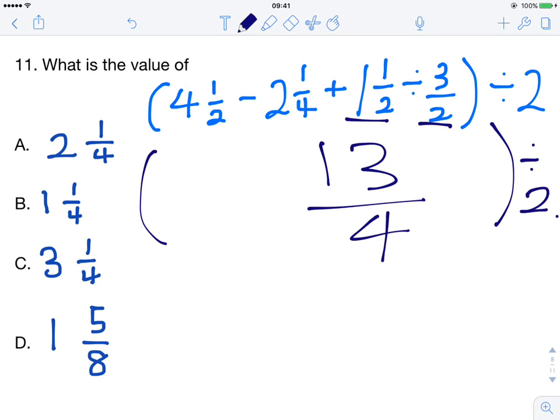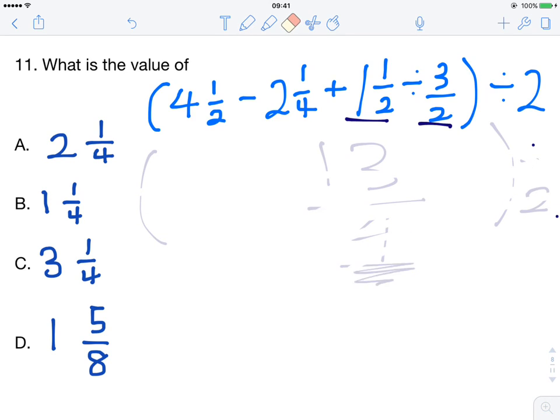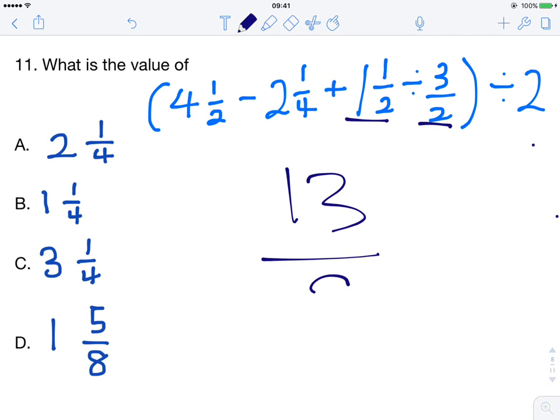Then we need to divide 13/4 by 2. Dividing 13/4 by 2 is the same as timesing the denominator by 2. So what we get for the overall answer is 13/8. So we're looking here to see which of these are equivalent to 13/8. They've all been put as mixed fractions, so I guess we need to put 13/8 as a mixed fraction as well to see what it ends up as.